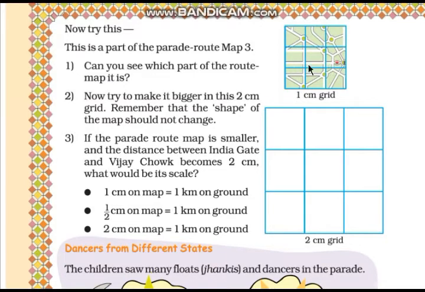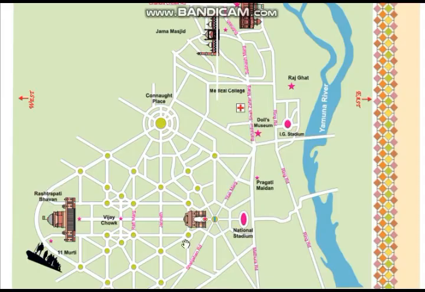Here you can see this hexagon, half hexagon you can see here, and the other part also you observe. So let us see in the map. So it is one part of here. So here you can see this half hexagon and this part. So children, you can observe this part in map 3. So we can write the answer here. Yes, we can see this part of the route map. It indicates Rajpath, Janpath, Mansingh Road, India Gate, etc.